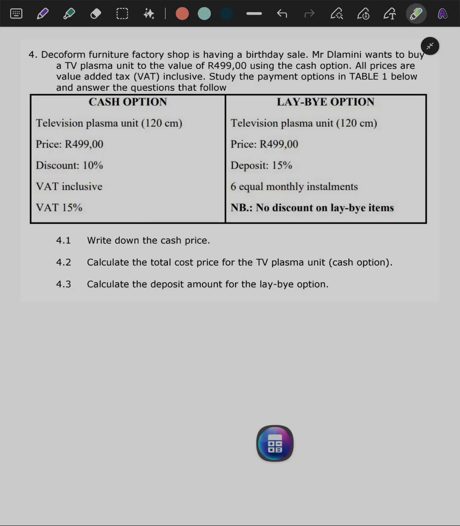We have a cash option. So remember, whenever we're talking about a cash option, we're saying if I go in and pay for the whole amount upfront, it doesn't mean you have to physically pay with cash, like with notes, but it means you are paying straight away the full amount. So I could pay with my debit card as well, but I'm not taking it on credit. I'm going to pay it all in one day, in one payment, okay? So if we do the cash option, it's 499 rand, and you get a discount of 10%.